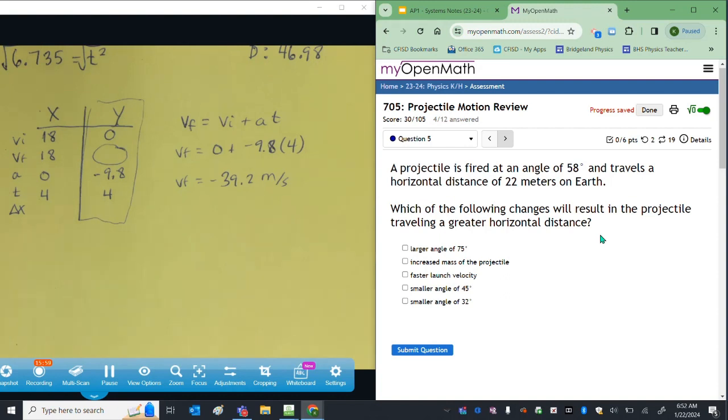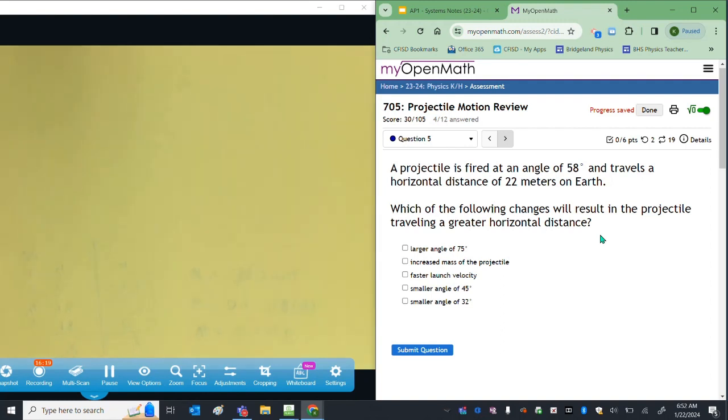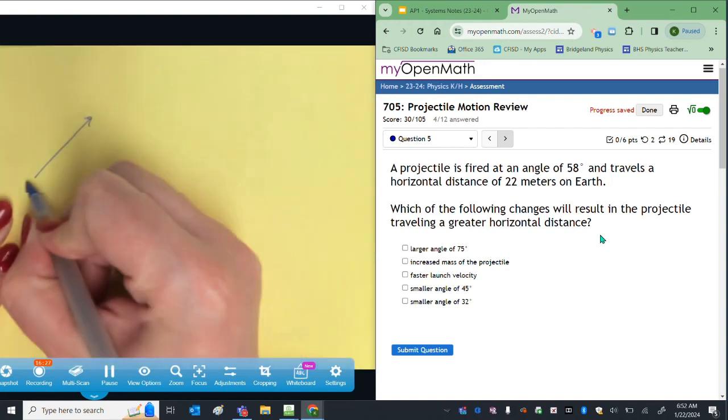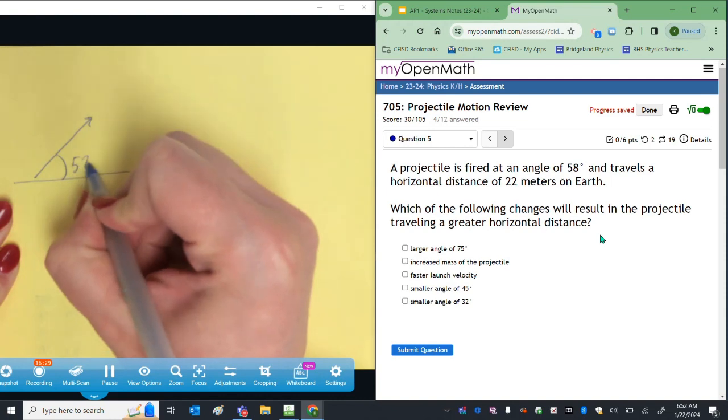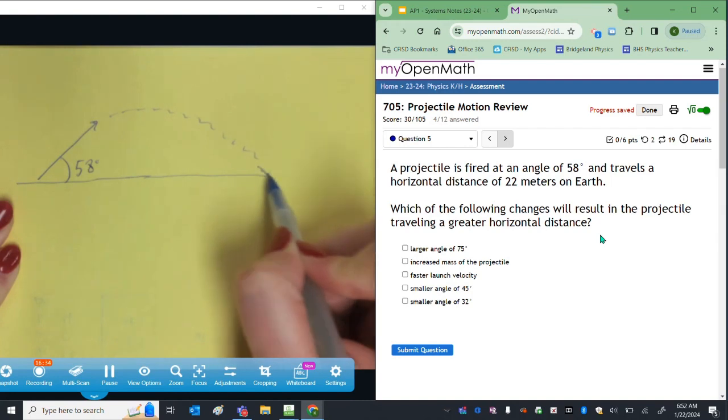Number 5, a projectile is fired at an angle of 58 degrees and travels a horizontal distance of 22 meters on Earth. Which of the following changes will result in the projectile traveling a greater horizontal distance? So here we're looking at what factors affect the range of the projectile. This is something that we looked at in the PhET that we started our unit with. So we have a projectile being launched. I'm just going to sketch this out at 58 degrees, and we know it's going to have some trajectory. It's going to land somewhere over here, wherever that is.